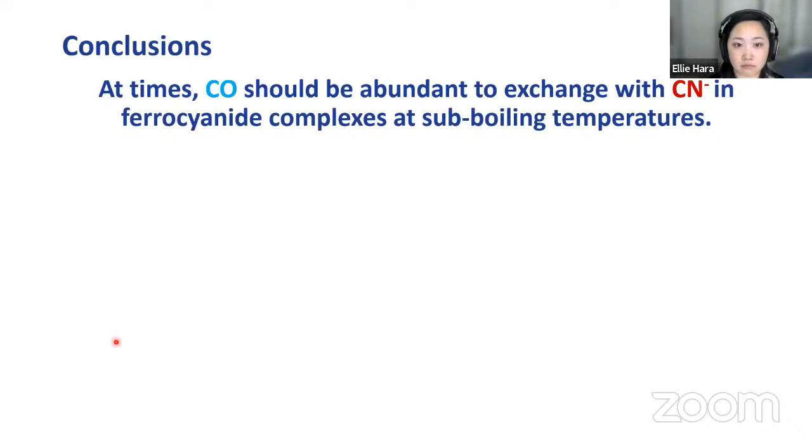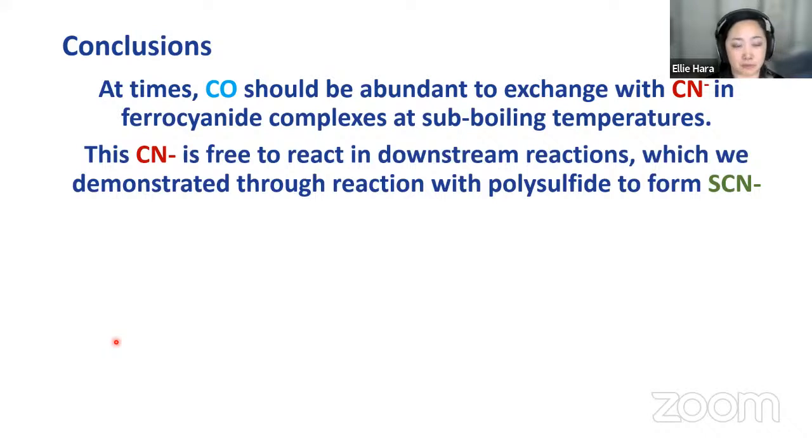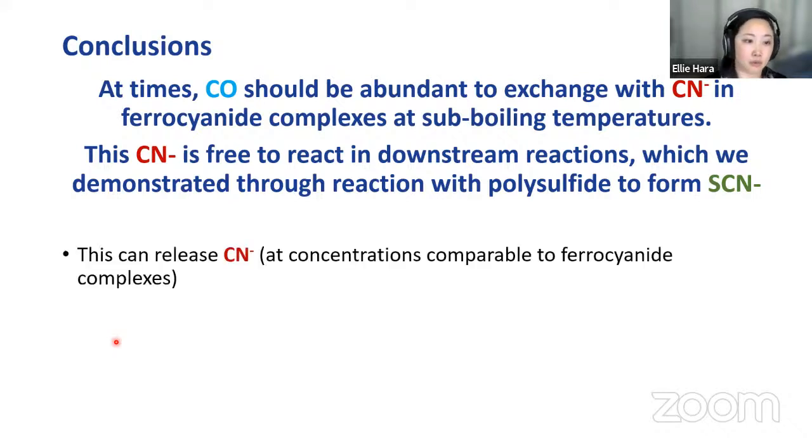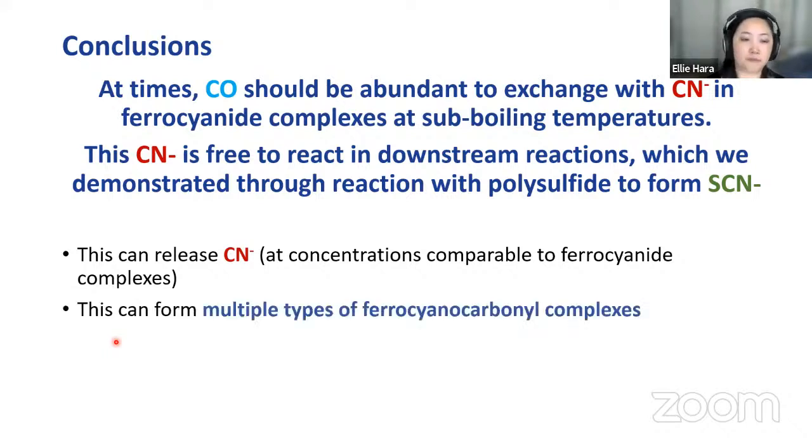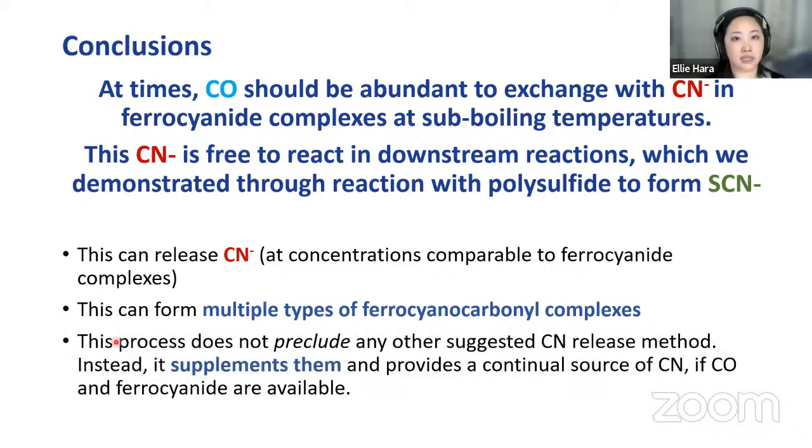So to conclude this section, at times we're going to have CO and CN that are able to exchange in our prebiotic environment. And we did all this at subboiling temperatures. I like to imagine this bed of water coursing through the serpentinite and being like, okay, we can do this kind of chemistry. My favorite result of this is that not only are we doing this, we're able to do reactions with the cyanide we release. So we're releasing that cyanide, and we're making different types of ferrocyanocarbonyl complexes. And what I always like to state is that this chemistry doesn't preclude any of the other methods that were there.